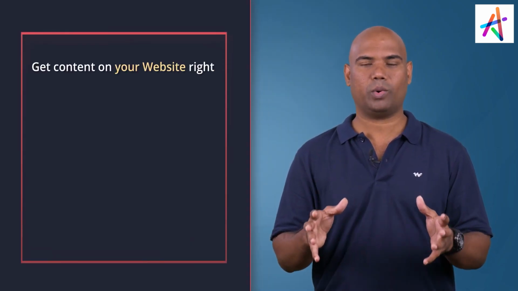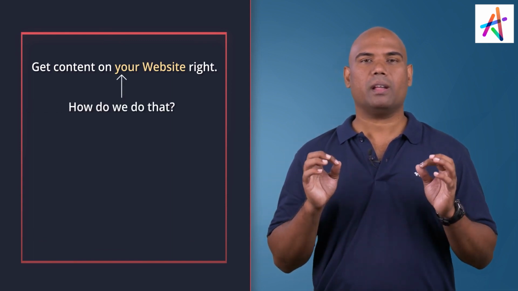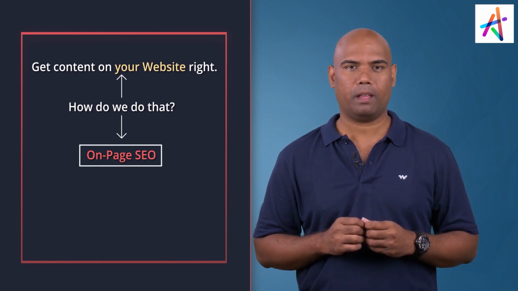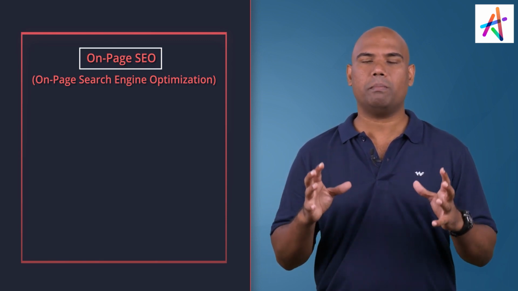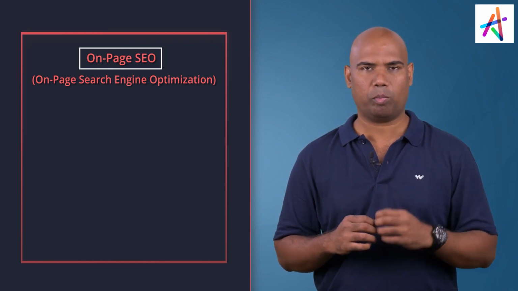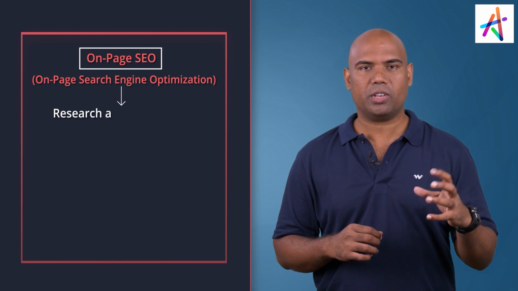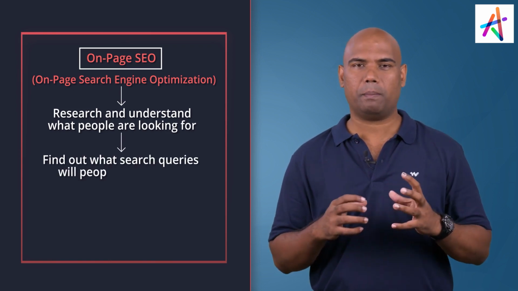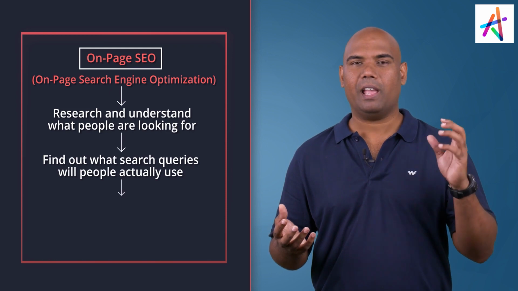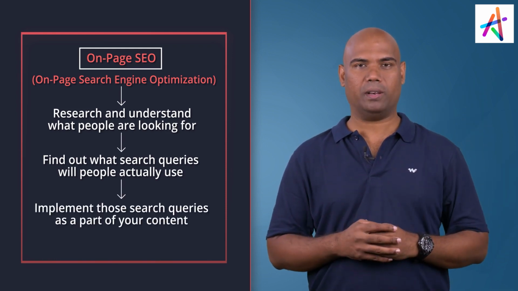First step is to ensure that you get the content on your website right. How do we do that? There is something called On-Page SEO, that is on-page search engine optimization. How do we do that? Well, if you have some piece of content that you're creating for your website, let's say it's a blog post, obviously you'll have to research, understand what people are looking for, and then find out what search queries people will actually use. And then it's very simple. Implement those search queries as a part of your content.